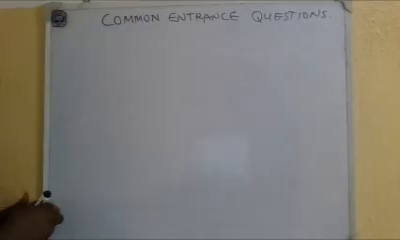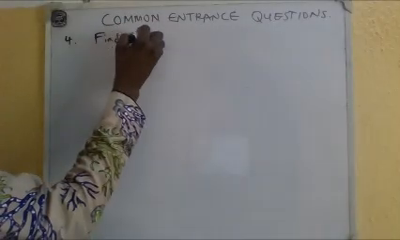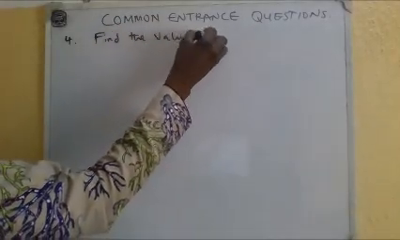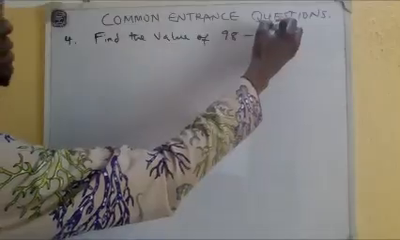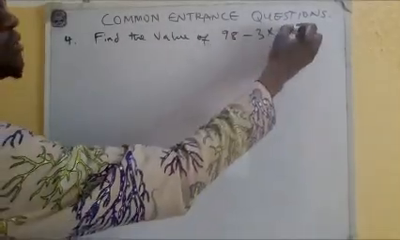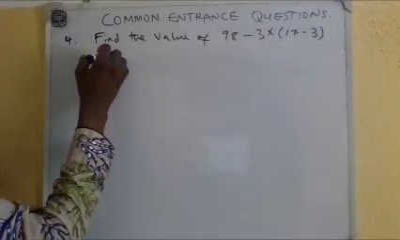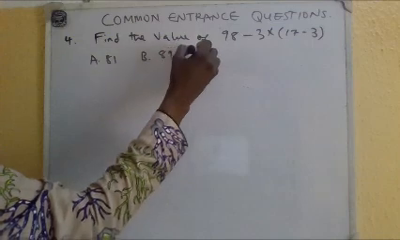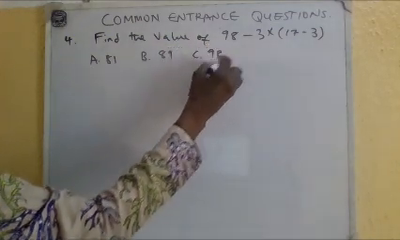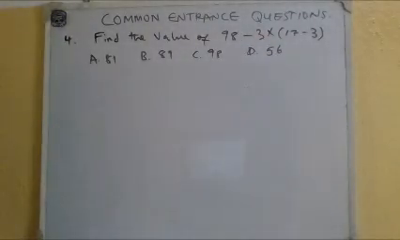Okay, so the next question, number 4, says find the value of 98 minus 3 times open brackets 17 minus 3, close brackets. Option A is 81, option B is 89, option C is 98, option D is 56. So these are the 4 options that we have for this particular question.